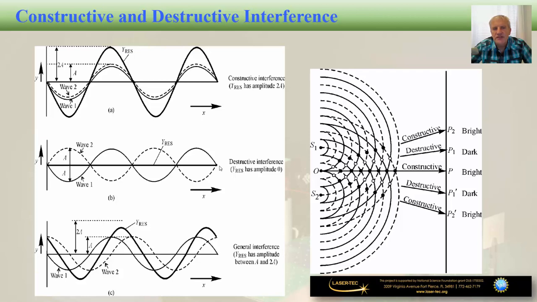In other words, there will be no resulting wave. So here we are talking about so-called destructive interference. And then finally, at picture C, we have a general case of interference when the two waves are not synchronized, they are not phase matched.